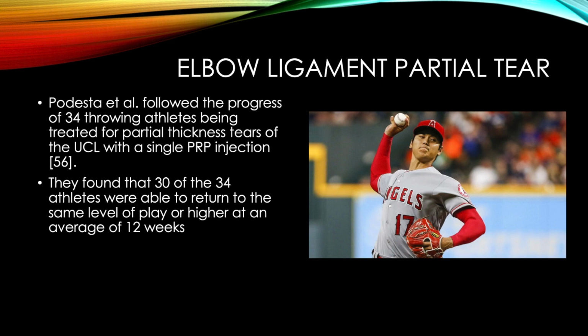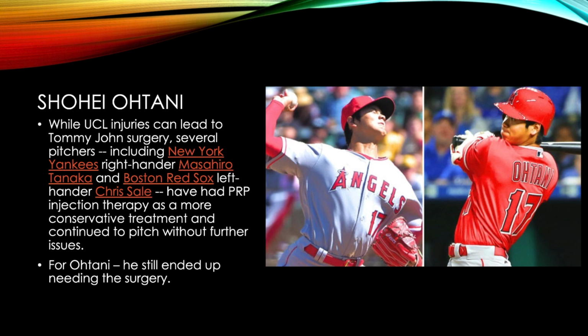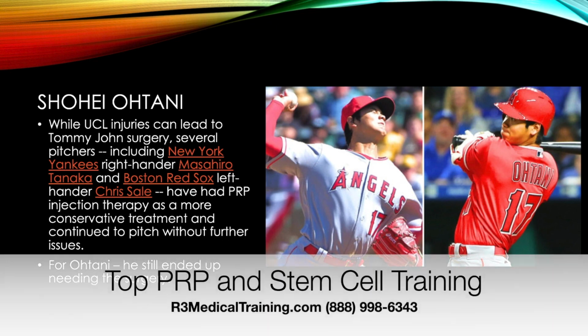Here's an example of Shohei Ohtani. He is remarkable. He plays for the Angels, and he's able to pitch, and he plays the outfield, and hit home runs. So, nobody exists like him in the major leagues. So he's just one example of somebody who did well, at least for a while, with PRP therapy. Several pitchers, New York Yankees right-hander Masahiro Tanaka, this guy from Boston Red Sox, Chris Sale, had PRP therapy injection as conservative treatment and continued to pitch.